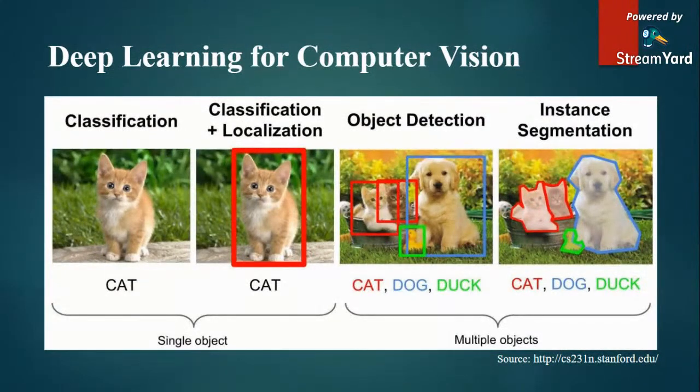Moving further, instance segmentation is another exciting application when it comes to deep learning for computer vision, wherein we further push the envelope and try to say which part or which pixel of the image is actually a cat. When it comes to instance segmentation, there is another good application called semantic segmentation.